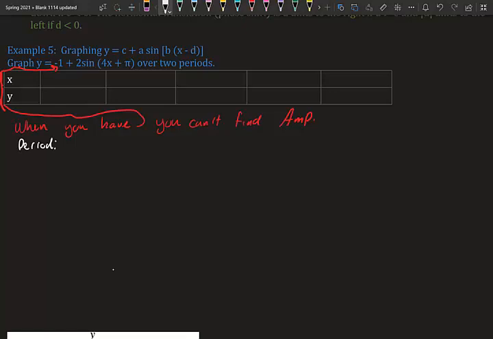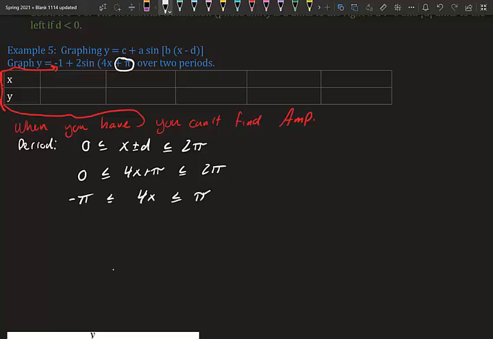Because we have something plus or minus to the x, we're going to use 0 is less than or equal to x plus or minus d, and that's less than or equal to 2 pi. So we have 0 is less than or equal to 4x plus pi is less than or equal to 2 pi. We subtract pi, so negative pi is less than or equal to 4x, that's less than or equal to pi. Divide by 4, we have negative pi over 4 is less than or equal to x, that's less than or equal to pi over 4. So we have negative pi over 4 to pi over 4. Smack dab in the middle is going to be 0, because they're opposites of each other.